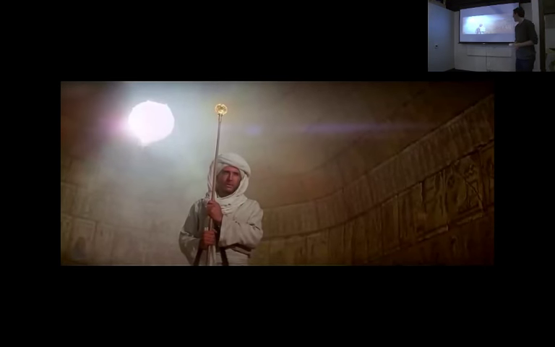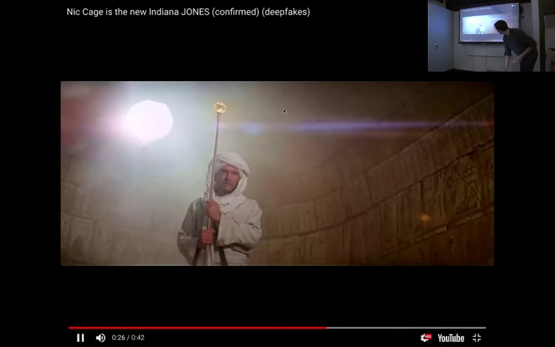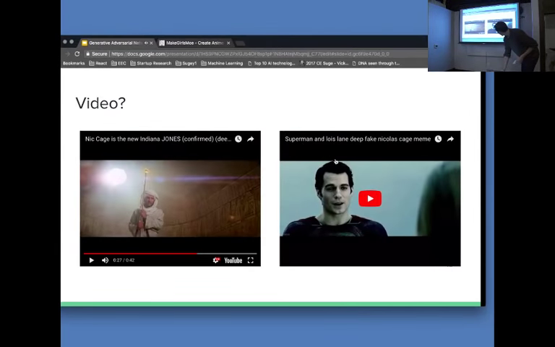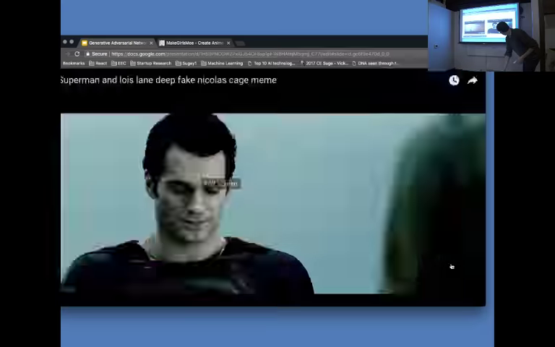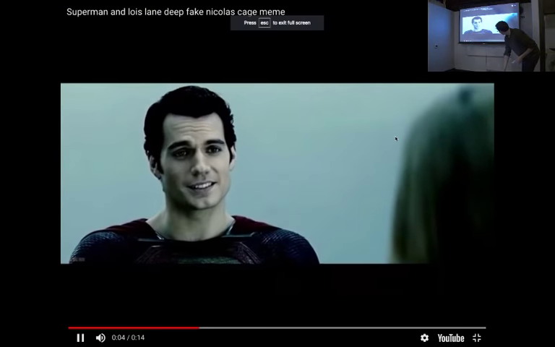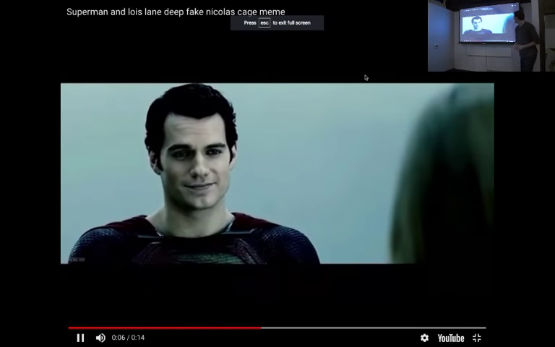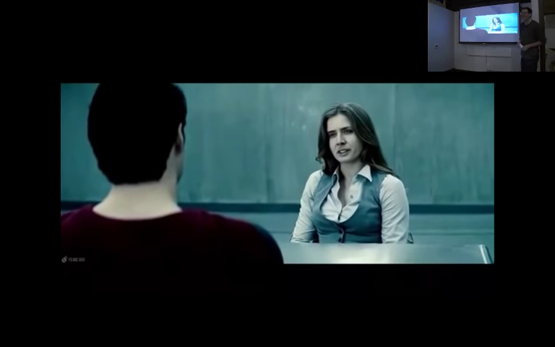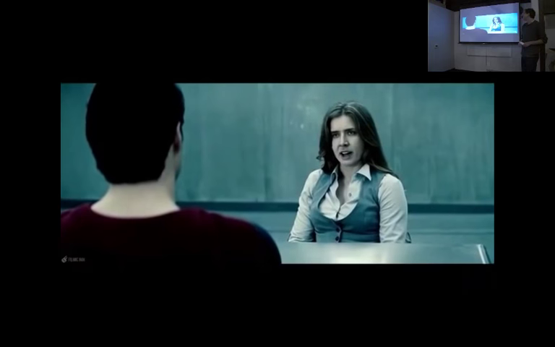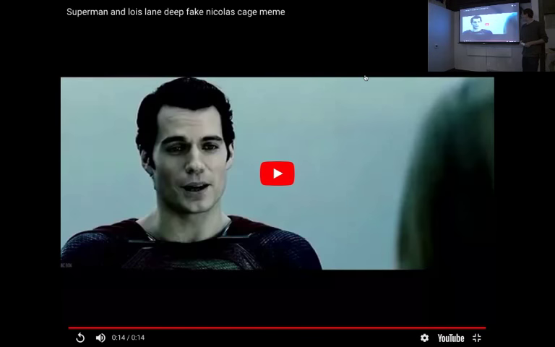This has actually been a really big issue lately. You may have heard of deep fakes. Here's another one from Superman, where Lois Lane actually has the face of Nick Cage as well. And yeah, it's truly incredible.